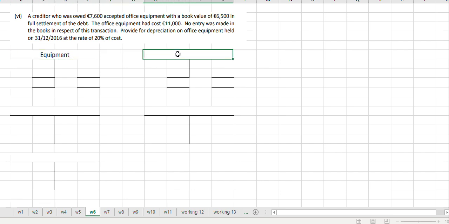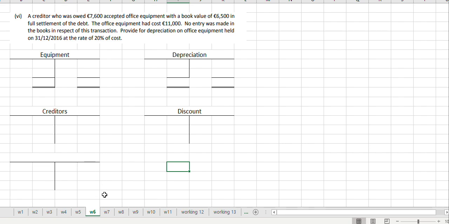We are looking at depreciation. We have a creditor who was owed 7,600 and accepted equipment which was worth less. Because the equipment was worth less, that creditor gave us a discount, so we have a discount account as well. So let's go through.